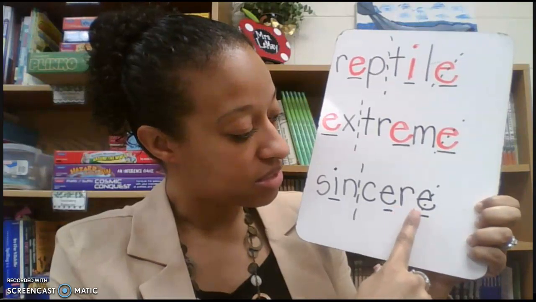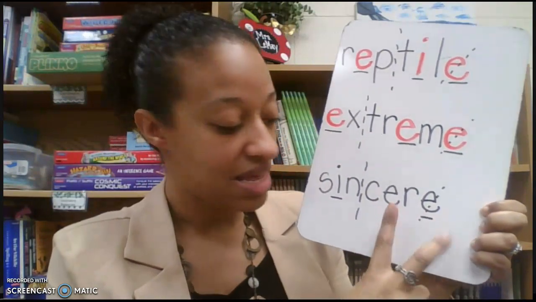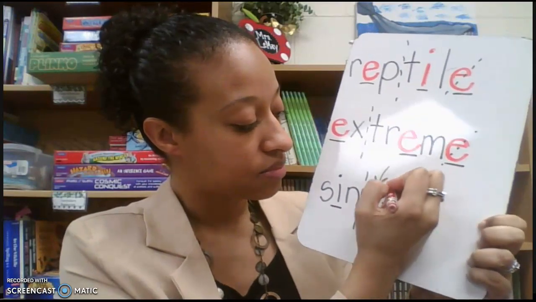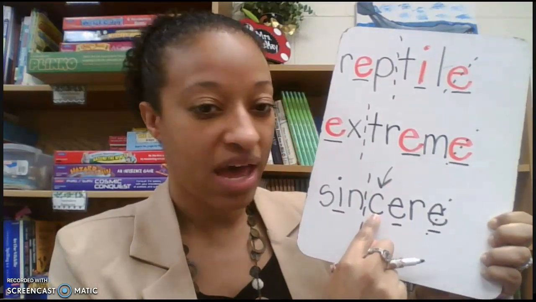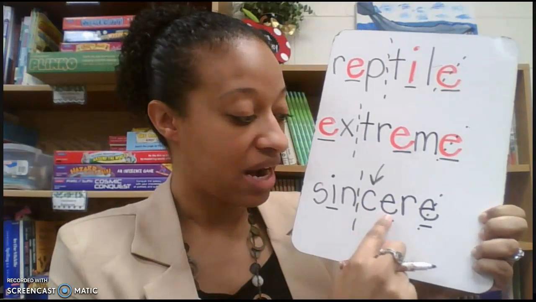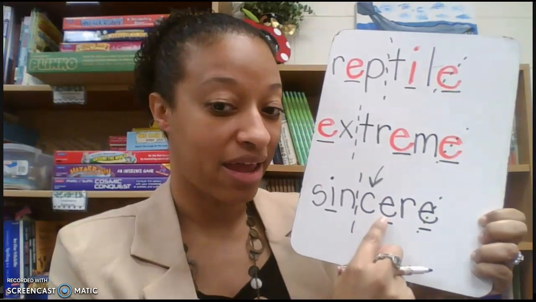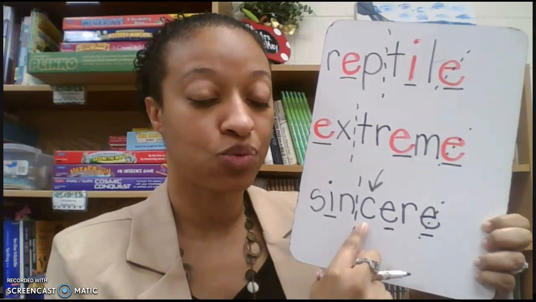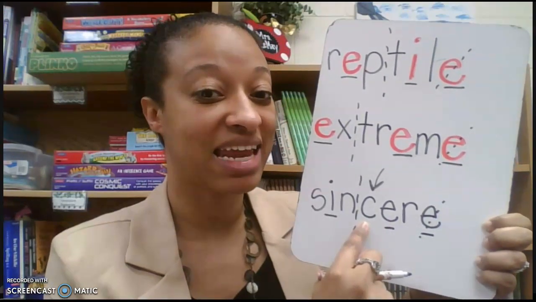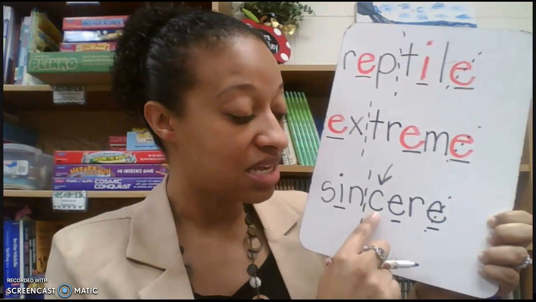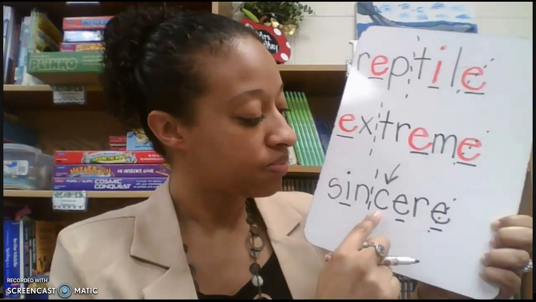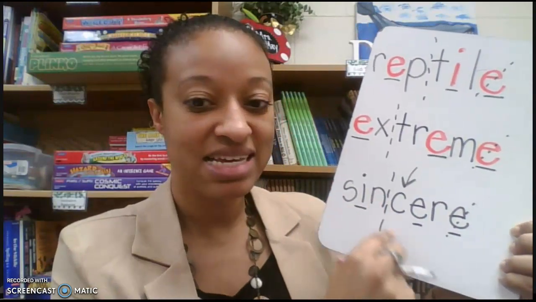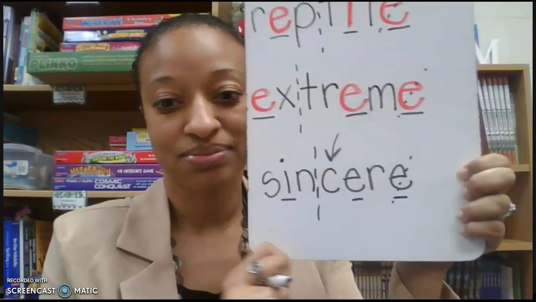Vowel, consonant, E. Now, some of you may not have known this. If you have an E or an I or a Y right after a C, usually it'll make the C say its soft sound, which is S, just like an S. So this C makes the S sound. Seer. Whole word: sincere, sincere.